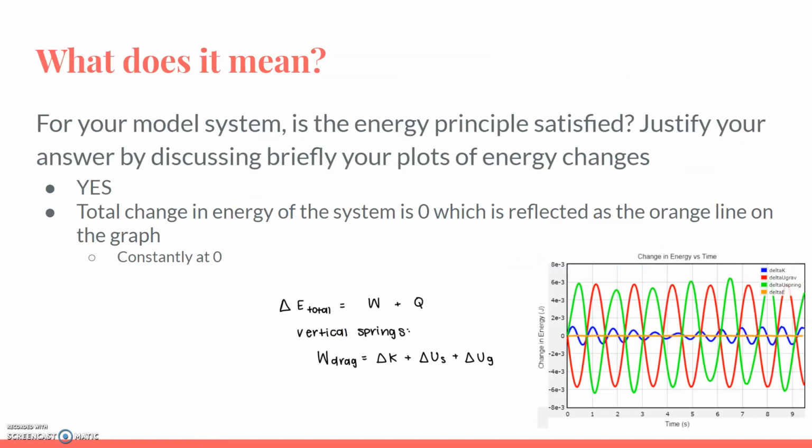What does this mean? Now, does our model account for the energy principle? Yes, because the total change in our energy of the system is 0, which was reflected in the orange line on the graph, which stated that the total change in energy of the system was constantly at 0. Therefore, the energy principle is satisfied.